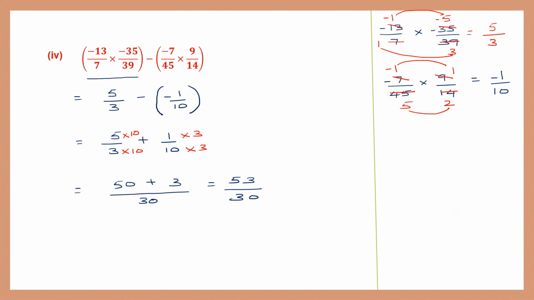Let's convert this to a mixed number. Let's divide 53 by 30. 30 ones are 30, 30 twos are 60, so we can't use that. So subtract 5 minus 3 is 2. Now the mixed number will be 1 23 by 30. So this is our final answer, 1 23 by 30.